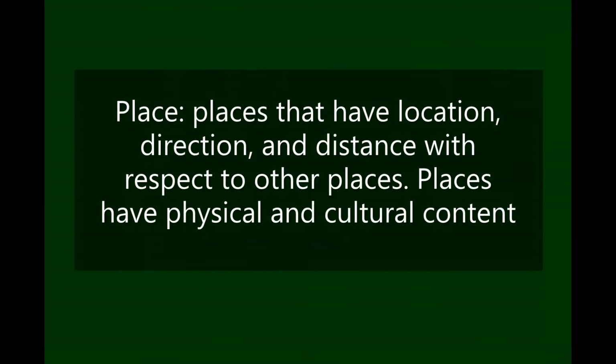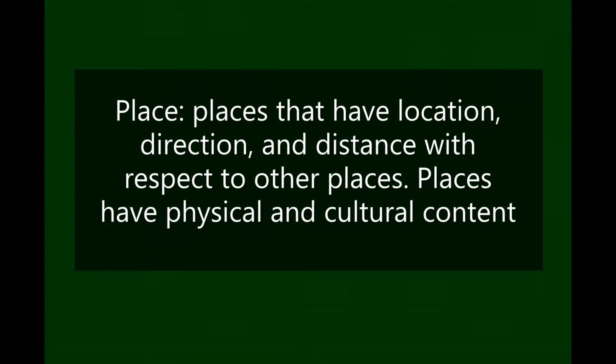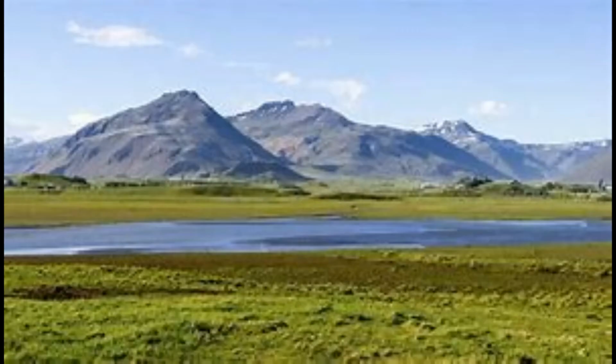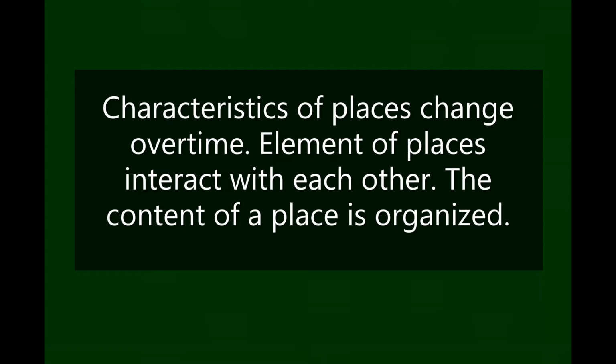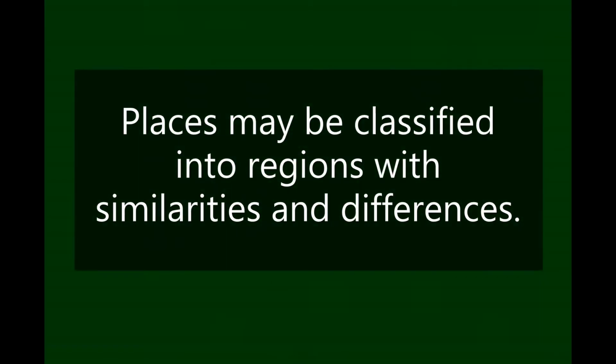Place. Places that have location, direction, and distance with respect to other places. Places have physical and cultural content. Characteristics of places change over time. Elements of places interact with each other. The content of a place is organized. Places may be classified into regions with similarities and differences.